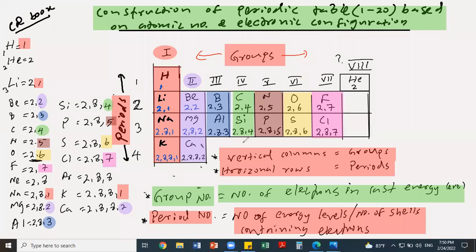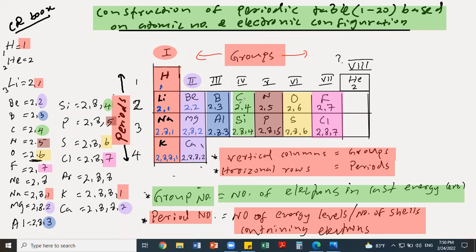Not only the configuration, elements in the same group have similar properties. Hydrogen also has a position problem. Lithium, sodium, potassium, they are all solid metals, but hydrogen is a gas. In some long forms of the periodic table, especially on the internet, sometimes hydrogen is put separately somewhere in the middle above this table. Hydrogen and helium are the problem in this table.